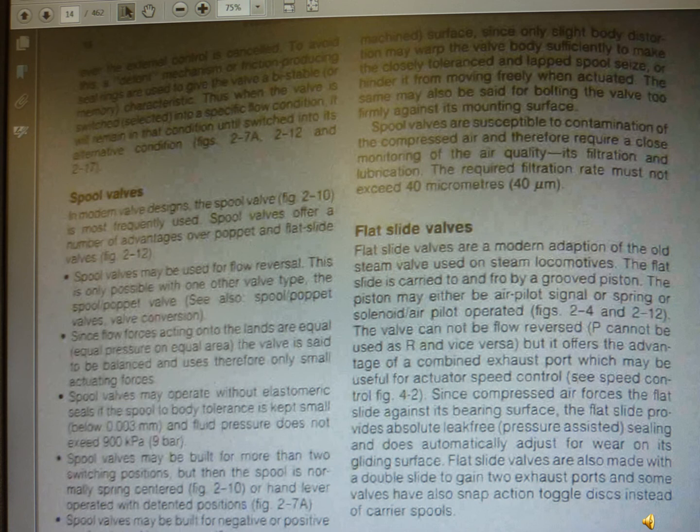Also, we utilize flashlight valves. Flashlight valves are the modern adaptation of the old steam valve used for steam locomotives. The flashlight is actually carried through and flowed by the grooved piston. The piston may be operated by an air pilot signal, a spring, a solenoid, or air pilots. The valve cannot be flow reversed, but it offers the advantage of a combined exhaust port, which may be useful for actuator speed control.